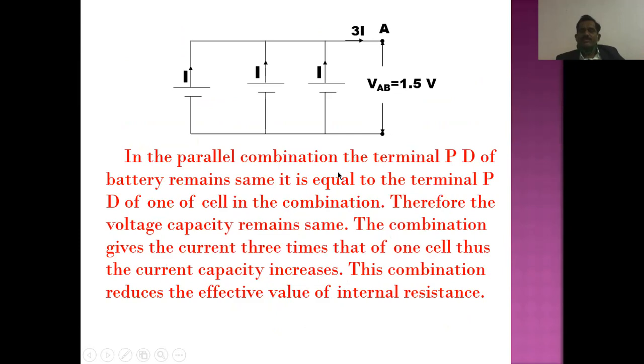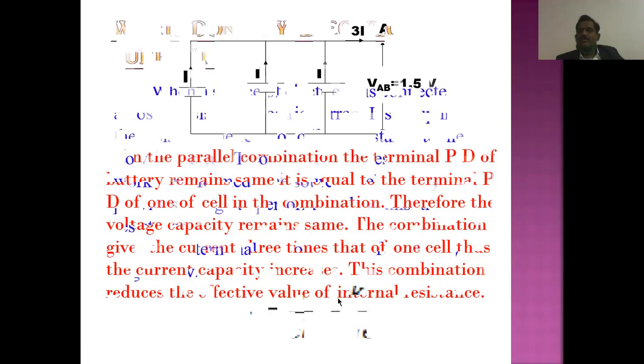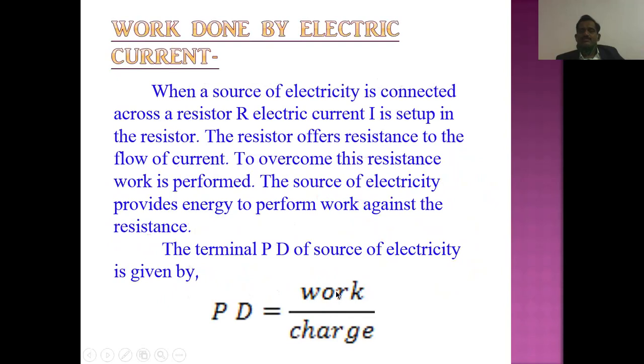So this is the difference between a series combination and a parallel combination. When we want to increase the potential, we connect the cells in series, and when we want to increase the current, we connect the cells in a parallel combination, just like this. This combination gives a current 3 times that of one cell, thus the current capacity increases. This combination reduces the effective value of the internal resistance.